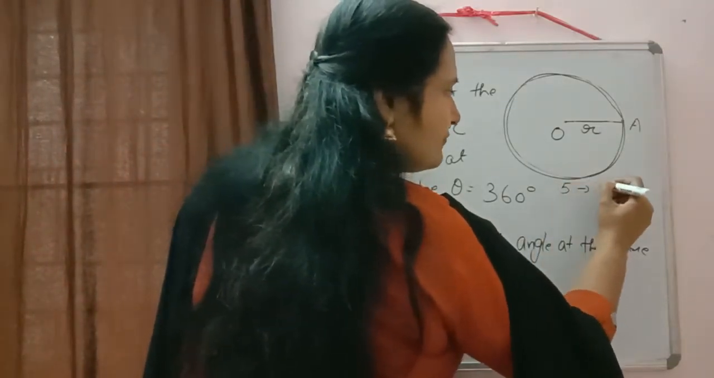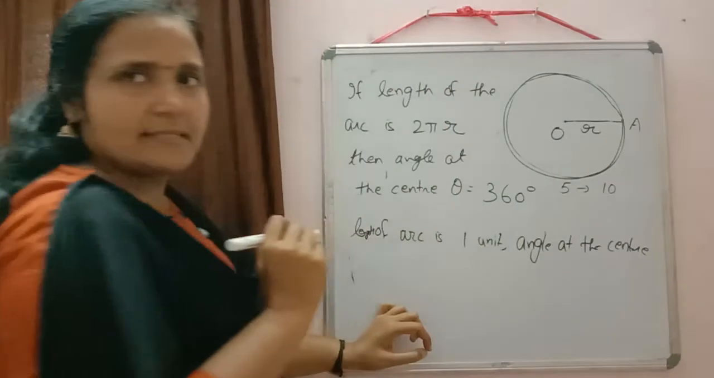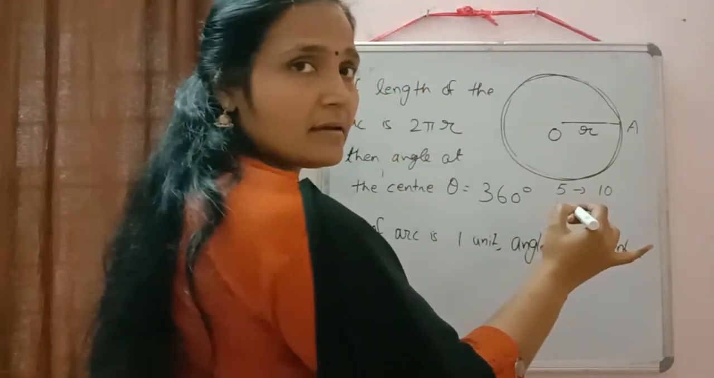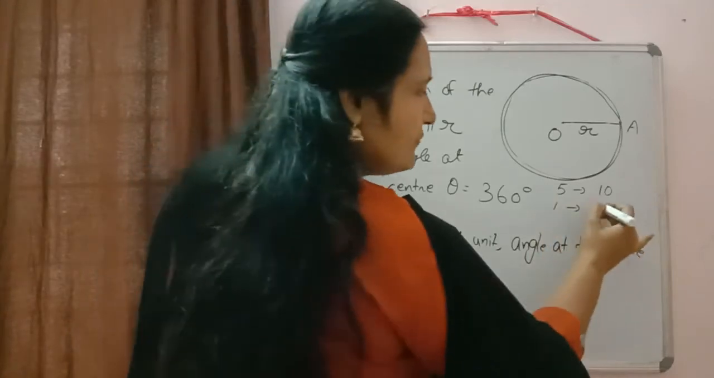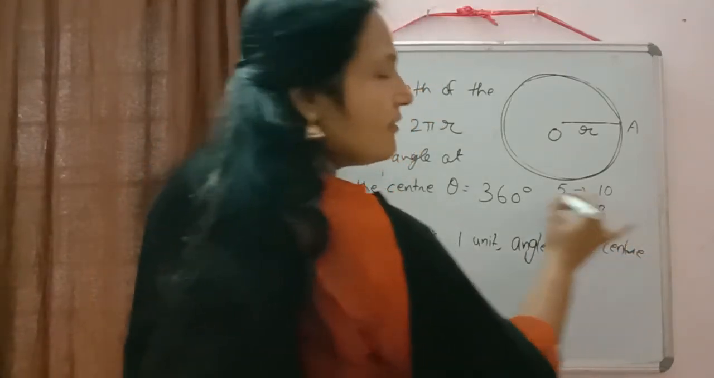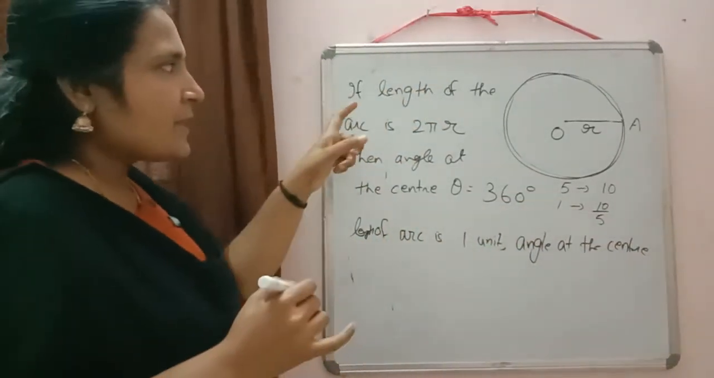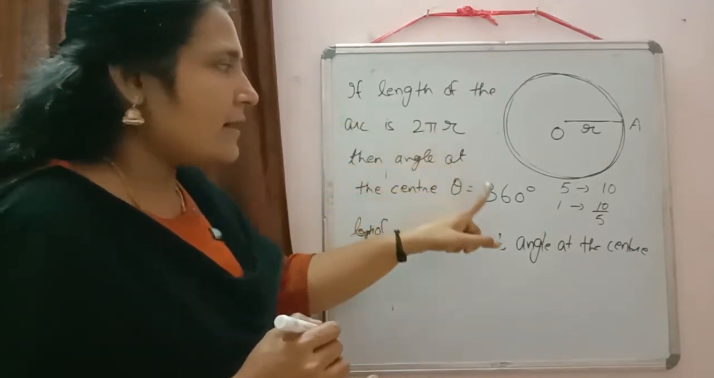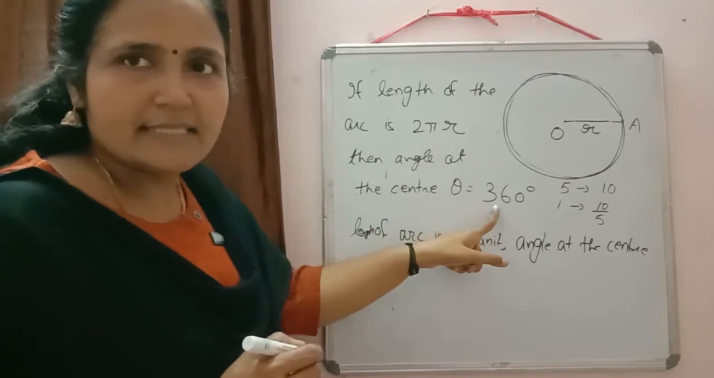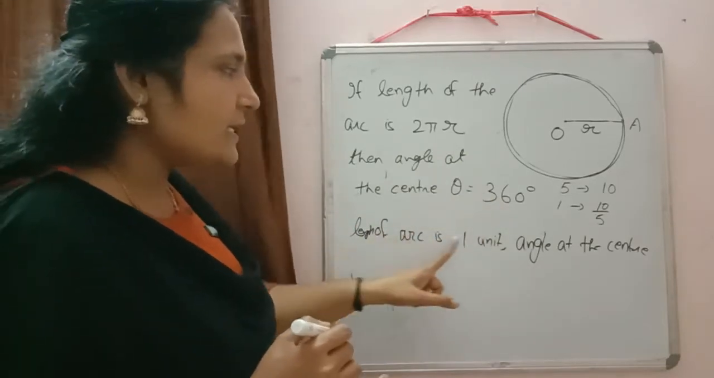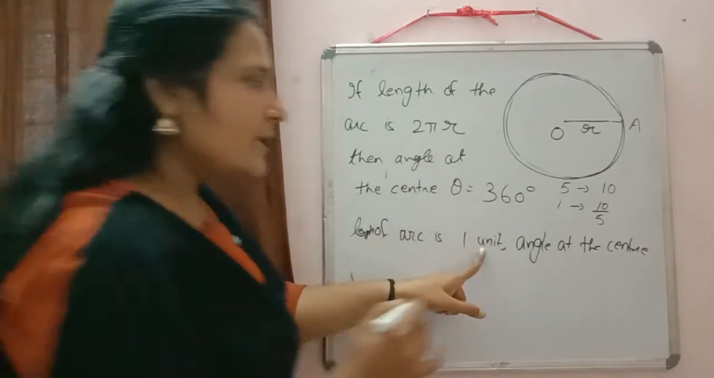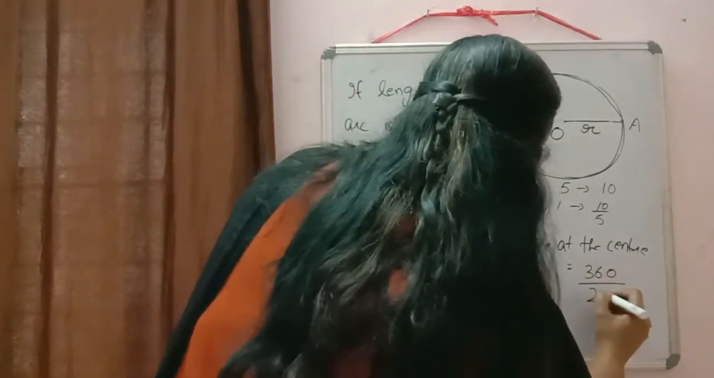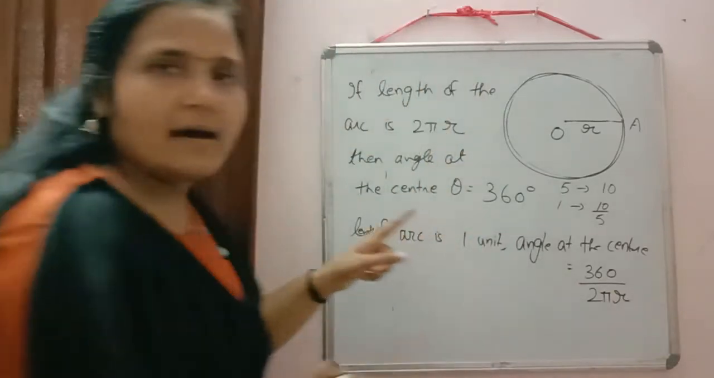Cost of 5 chocolates is 10 rupees. Then what will be the cost of 1 chocolate? 2 rupees. How did we do it? We did 10 by 5. In the same way, when length of the arc is equal to 2 pi r, then angle at the center is 360 degree. So when length of the arc is 1 unit, then angle at the center will be equal to 360 by 2 pi r.